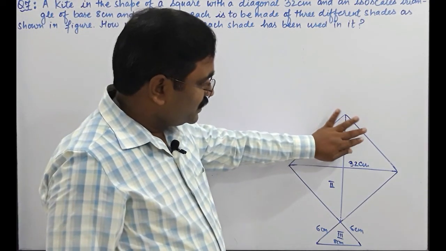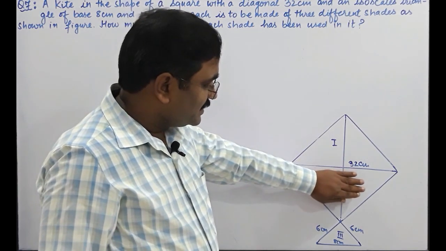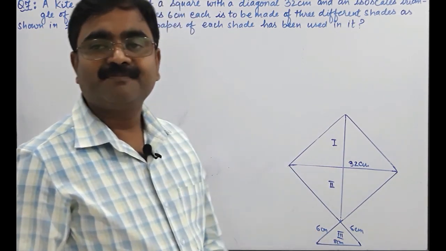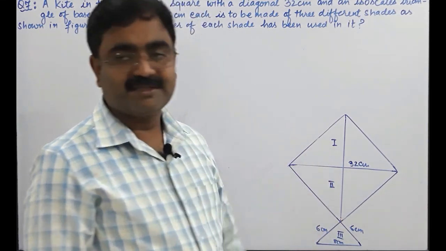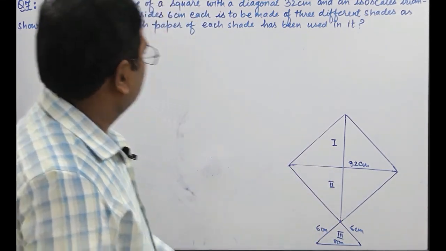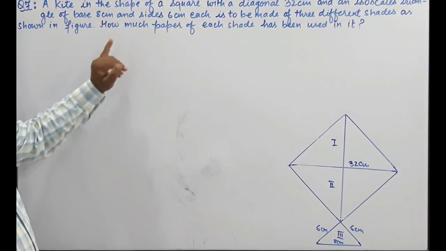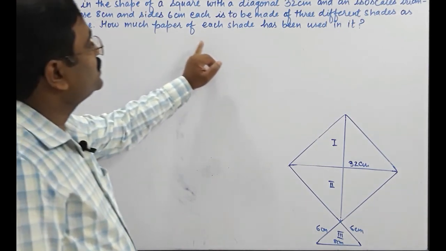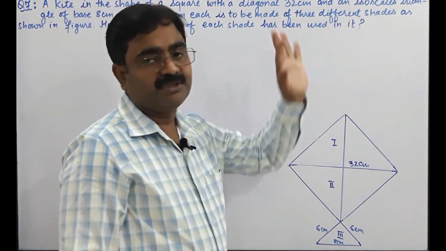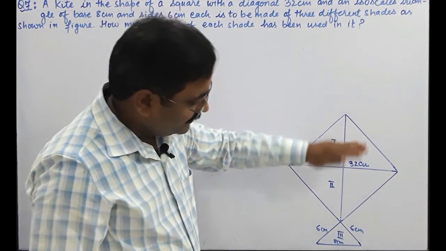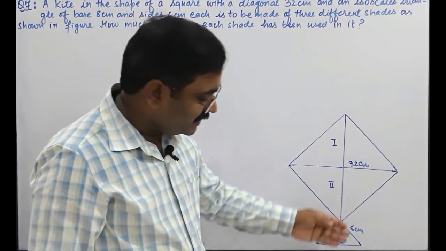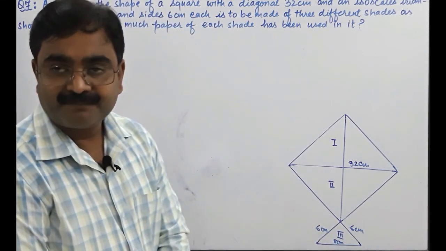So this is the first side, this is the second side, and this is the third side, as I have marked. Then the question is asking, as shown in the figure, how much paper of each side has been used in it. Means we have to find the area of the first side, afterward the area of the second side, afterward the area of the third side.